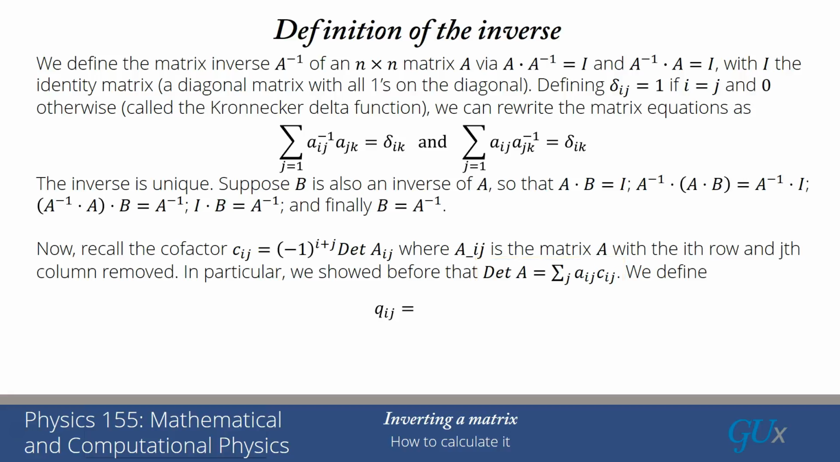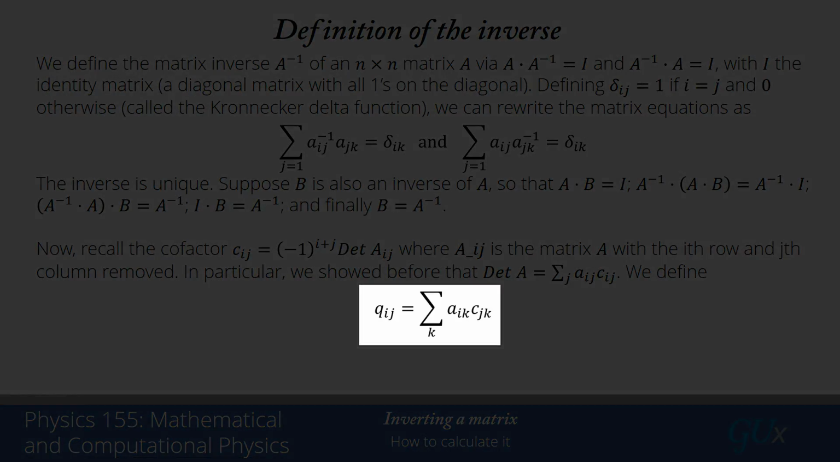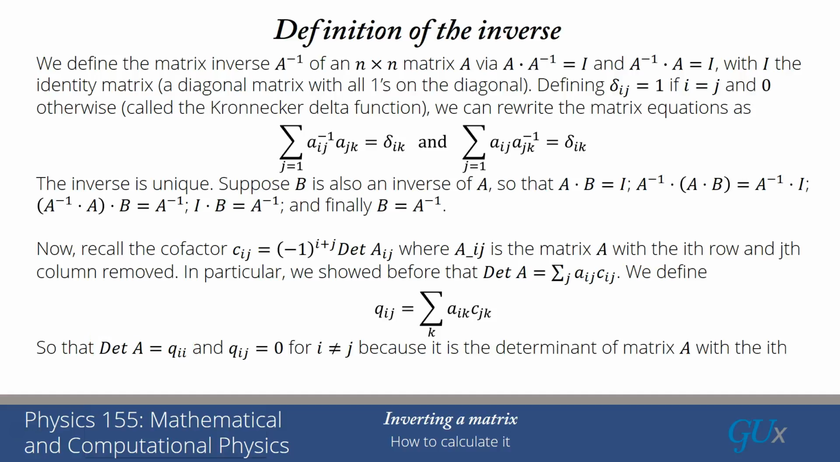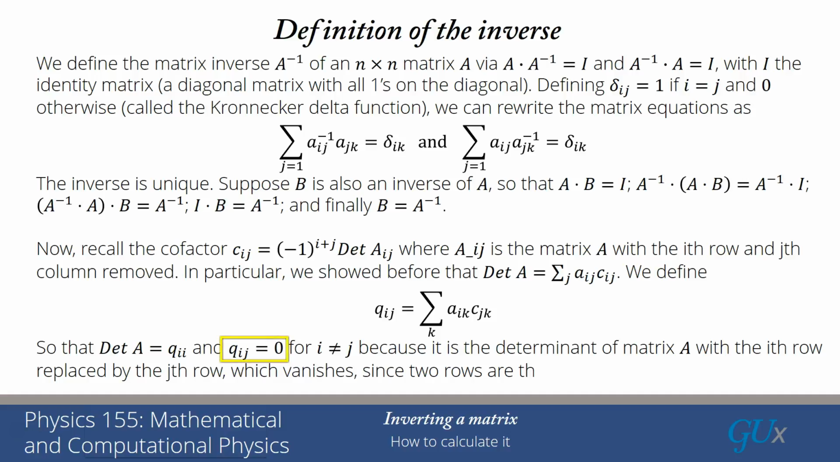And now we're going to define something new. We're going to define qij to be the sum over k of aik cjk. Now notice, if i is equal to j, then this is just the determinant. So the determinant of A is equal to qii, and the interesting thing is if i is not equal to j, then we can interpret this as the determinant of a matrix that is constructed from A by replacing the ith row with the jth row.